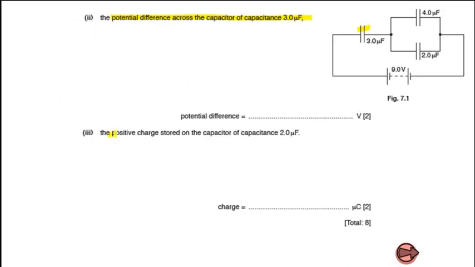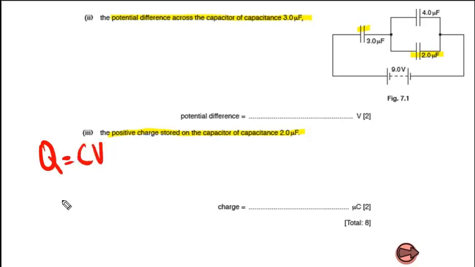The next question is asking us to find the positive charge stored on the capacitor of capacitance 2 microfarad. As you can see here, the 2 microfarad is connected here. In order to find the charge on this one, the positive charge on this one, we simply need to understand that Q is equal to CV.